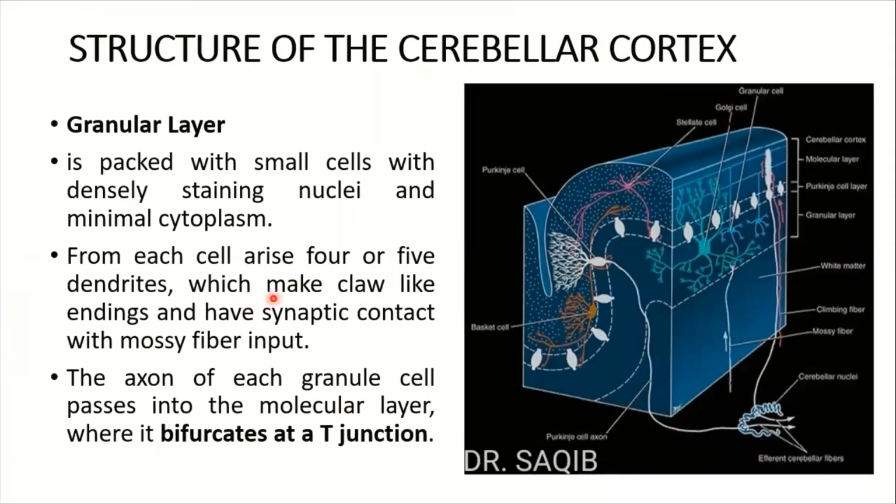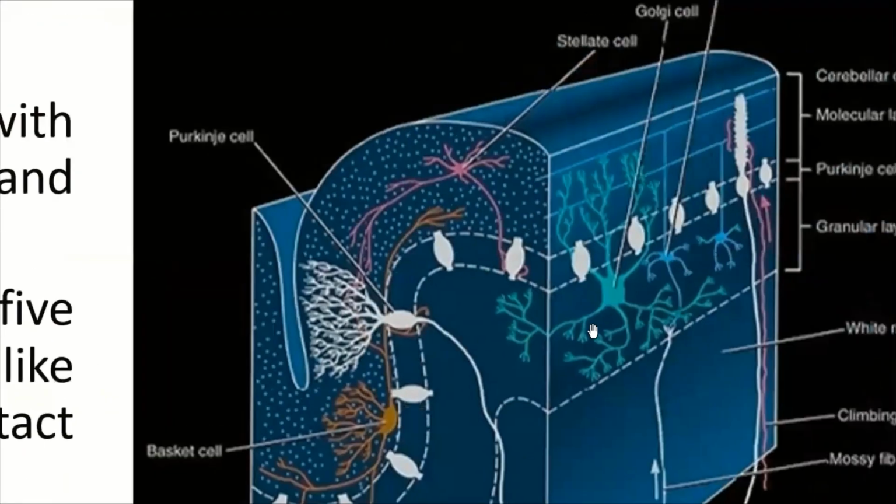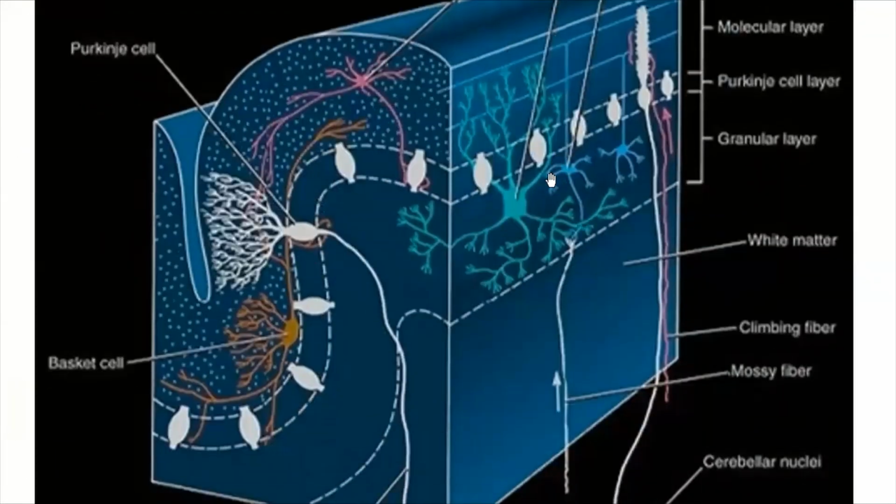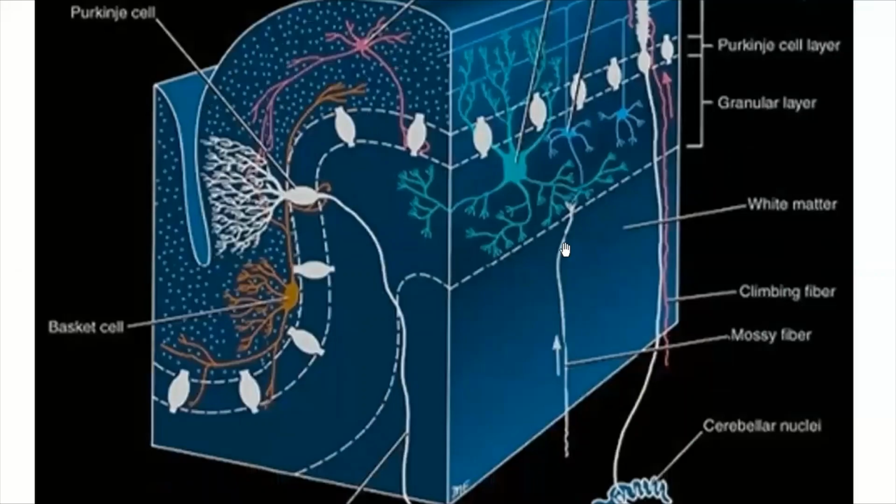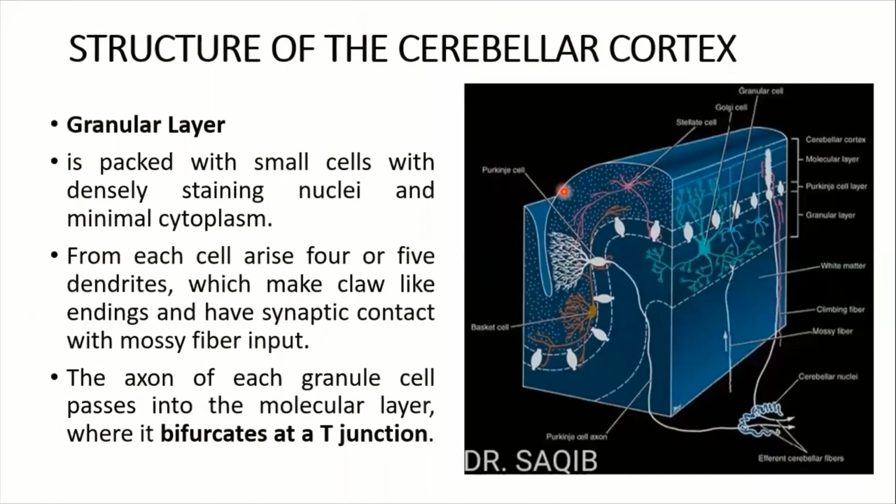From each cell arise 4 or 5 dendrites, which make claw-like endings and have synaptic contact with mossy fiber input. Here you see, here they are, making claw-like dendrites, and they make synapses with the mossy fibers. These are the mossy fiber endings.